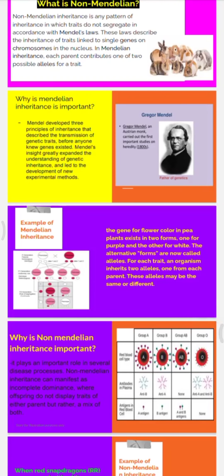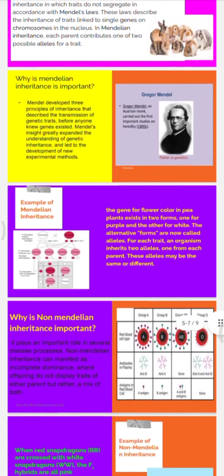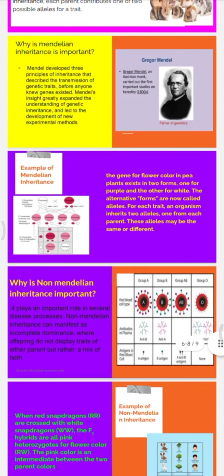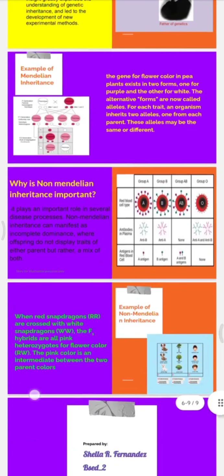So, why is non-Mendelian inheritance also important? It plays an important role in several disease processes. A non-Mendelian inheritance can manifest as incomplete dominance, where offspring do not display traits of either parent but rather a mix of both. An example of non-Mendelian inheritance is when red snapdragons are crossed with white snapdragons.